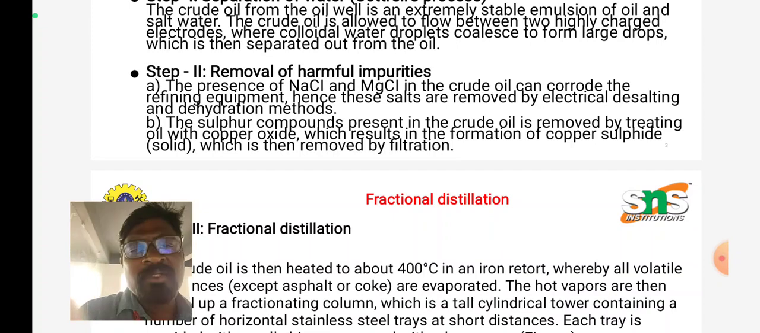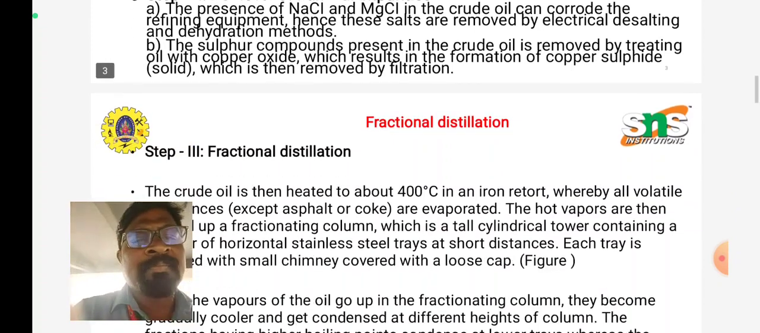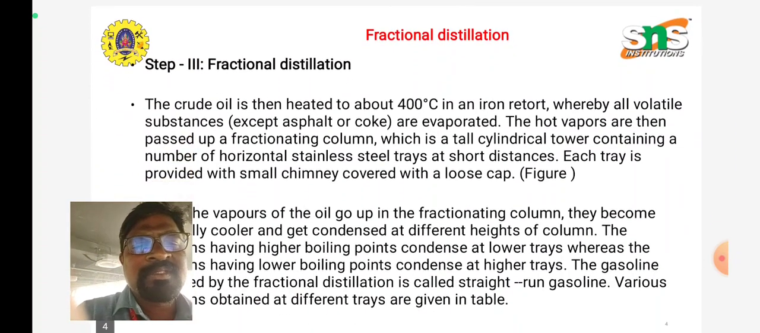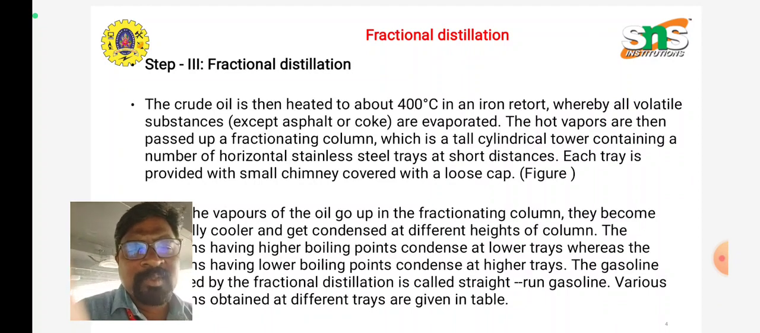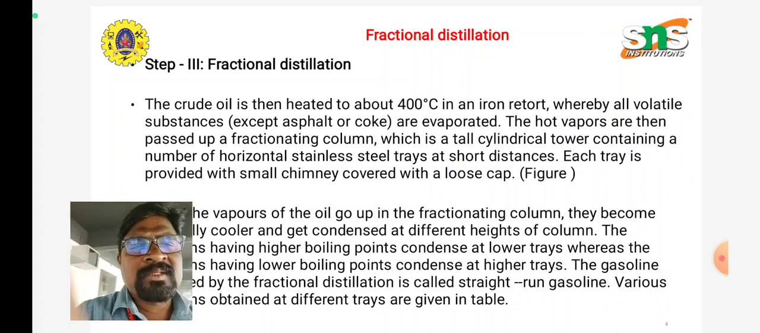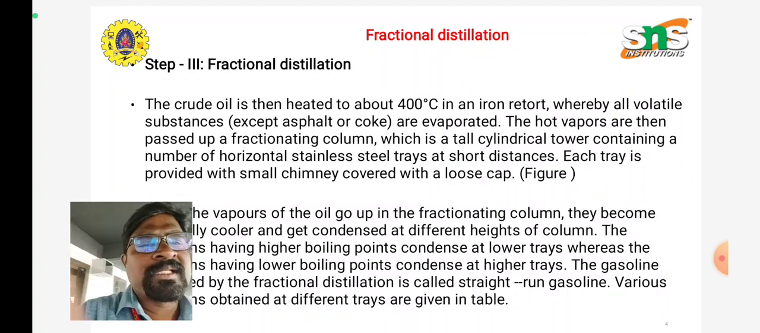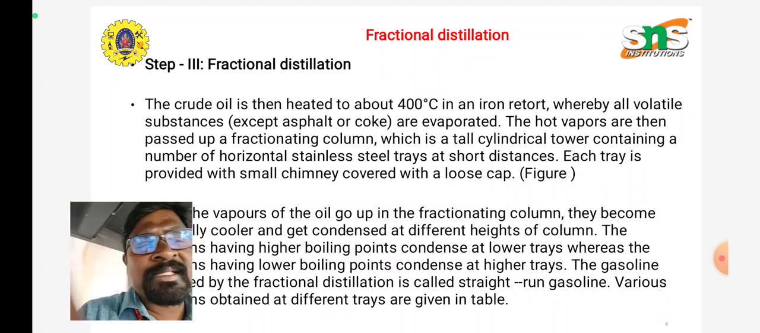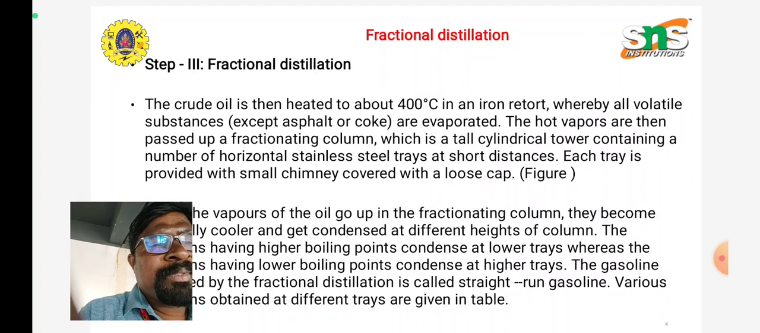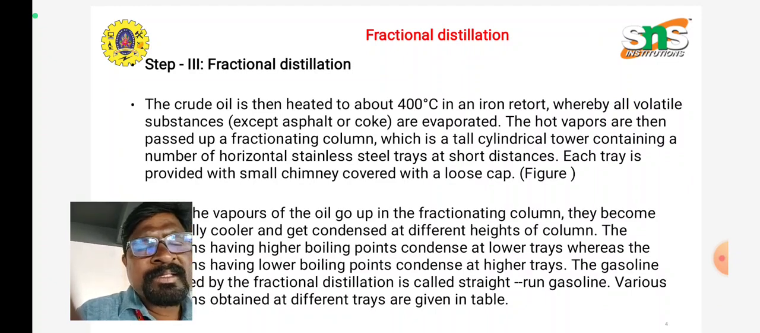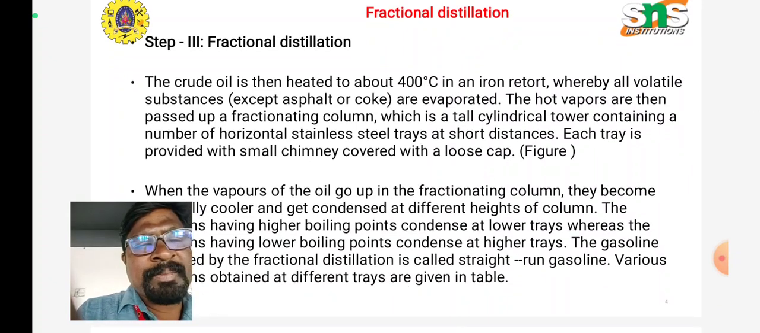Let us discuss the fractional distillation of petroleum. This is an important process in which we get the various products at various boiling points, and by means of condensation we get the various products. The crude oil is then heated to about 400 degrees Celsius in an iron retort chamber, whereby all volatile substances except asphalt or coke are evaporated.